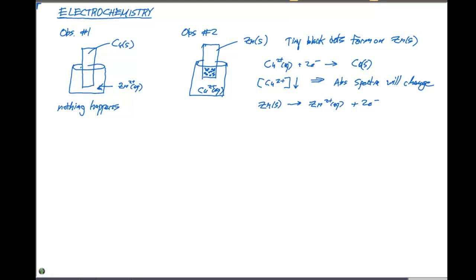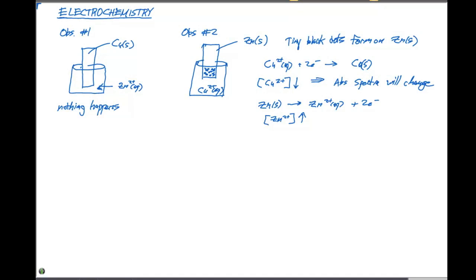So that's kind of what we're looking at, and we have to take a couple steps back before we get to batteries, because we will talk about them at the end of the chapter. But let's look at these two observations. One thing that I will note here as well: our zinc 2+ in solution will go up. And again, an absorption spectrometer will allow us to figure out just how much it went up.